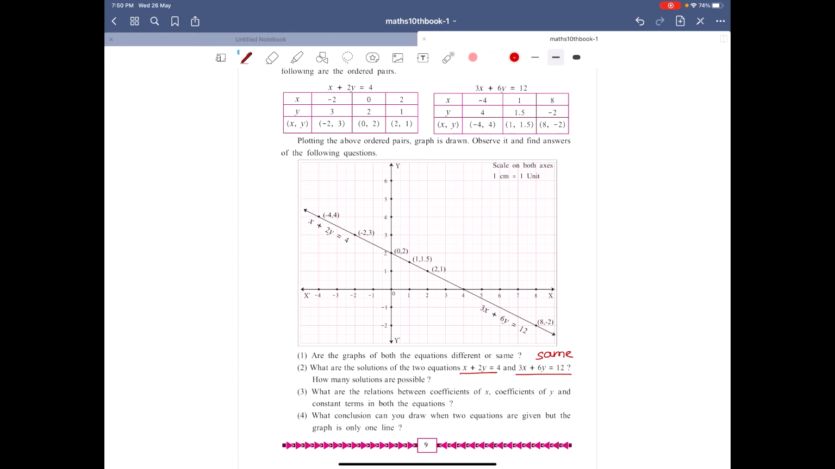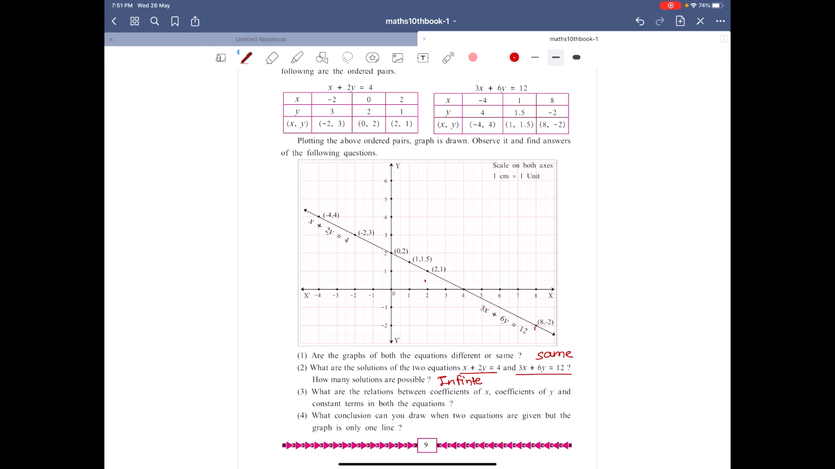So here 8, minus 2 can be a solution. Then 2, minus 1 can be a solution. Then 1, 1.5; 0, 2; minus 2, 3. All these can be the solutions of these two equations. How many solutions are possible? Here infinite solutions are possible, because on this one line infinite points are there, so infinite solutions are possible.